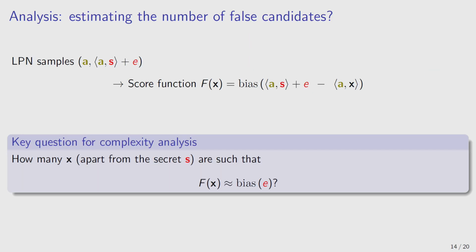Now we will solve this new LPN problem as before. We will do an FFT to solve the LPN problem, and we define the score function, which is the same as the previous score function. Now there is a key question for the complexity analysis. I've told you that when the score function is high, we say this is our secret vector s. But the question is, how many x's will be mistaken for the solution?